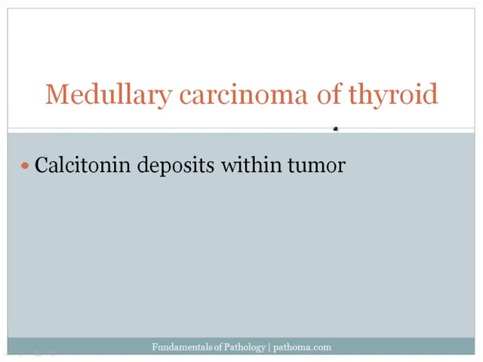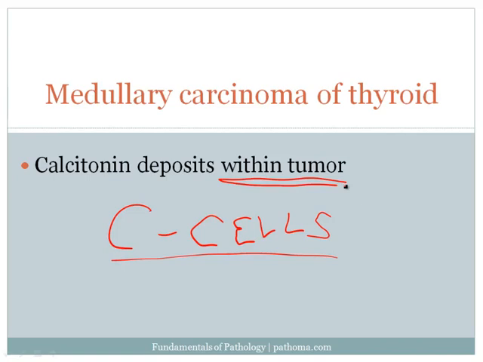And the final localized amyloidosis arises in medullary carcinoma of the thyroid. Recall that medullary carcinoma of the thyroid is a tumor of the thyroid, and that tumor is derived from C cells. And C cells are neuroendocrine-derived cells present within the thyroid that actually produce a protein called calcitonin. Now, if there is a tumor of C cells, then there is overproduction of calcitonin, and part of that excess calcitonin can deposit within the tumor, creating amyloid in association with medullary carcinoma of the thyroid.